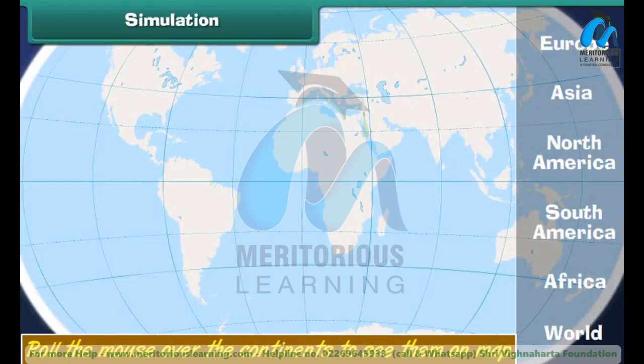Simulation. Roll the mouse over the continents to see them on the map.